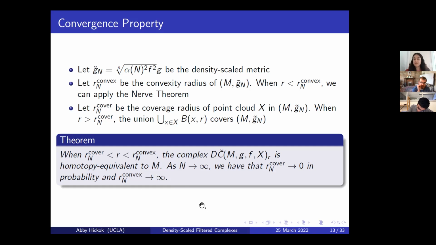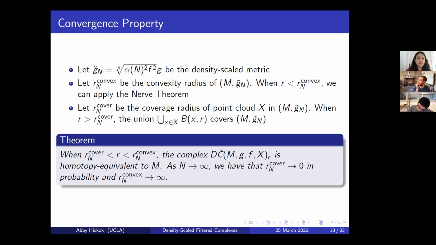Sorry, can I just repeat back to make sure I'm understanding how convexity radius is defined? This is the radius at which, if you take any point in your manifold, the geodesic ball of that radius is convex, meaning the geodesic is contained in the ball. So for any two points in my ball, if I look at the geodesic, it remains in the ball.